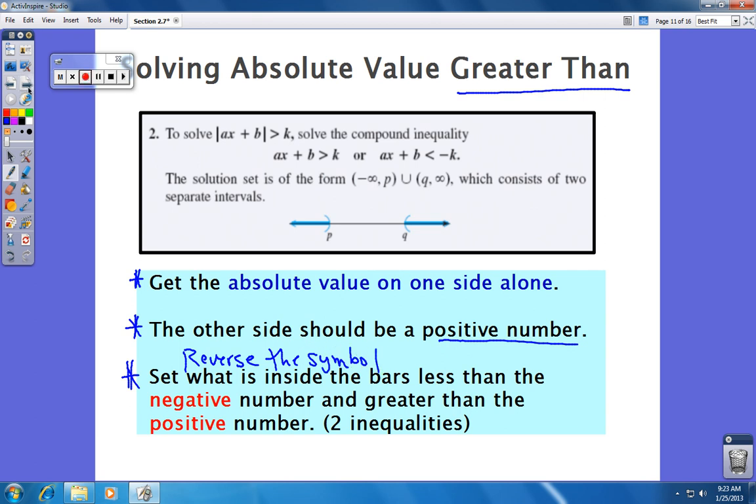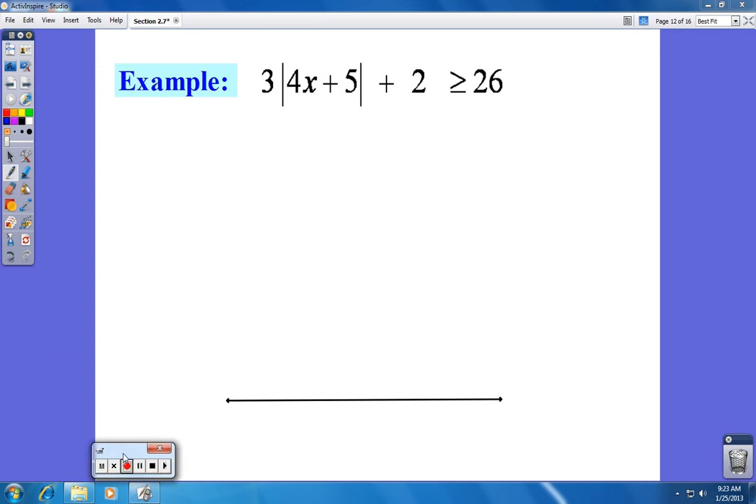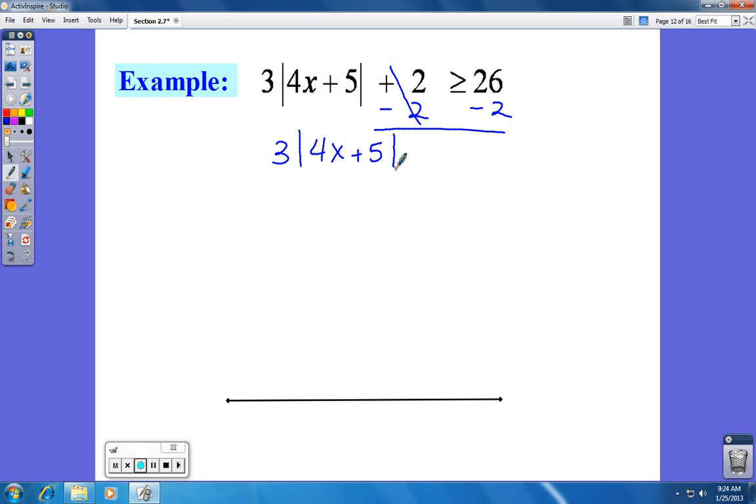So let's look at an example. We have an absolute value inequality. Remember, the first step is to put it in standard form. So we're going to have to actually solve or move two things. We need to rearrange the -2 to get 3 absolute value of 4x plus 5 greater than or equal to 24. But the absolute value is still not by itself because of the number in front.